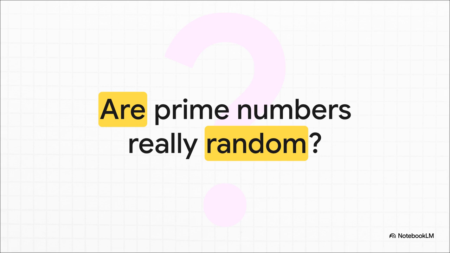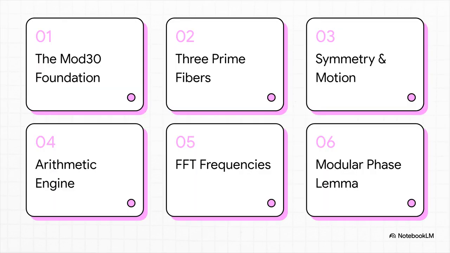measurable frequencies. So here's our roadmap for how we're going to break this all down. We'll start with the Mod 30 foundation, move right into the 3' field fibers, and then explore symmetry and infinite motion. From there, we'll get into the actual arithmetic engine theorem, seeing primes through FFT, and we'll wrap it all up with the modular phase lemma. All right, let's jump in.